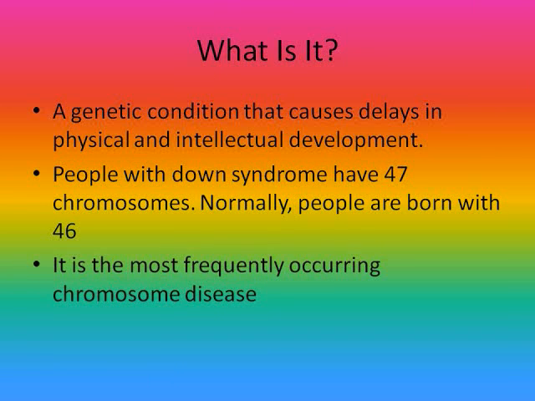Okay, so what is Down syndrome? It's a genetic condition that causes delays in the physical and intellectual development. People with Down syndrome have 47 chromosomes, and when people are born without this disease, normal people have 46 chromosomes, and it is the most frequently occurring chromosome disease. So most people that have chromosome diseases will have Down syndrome.